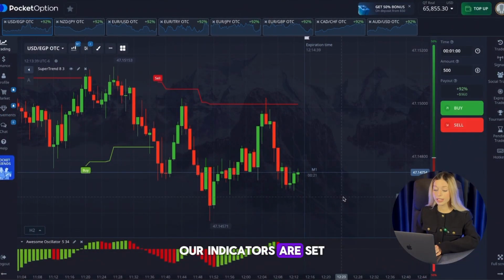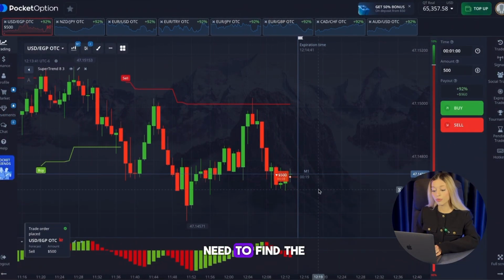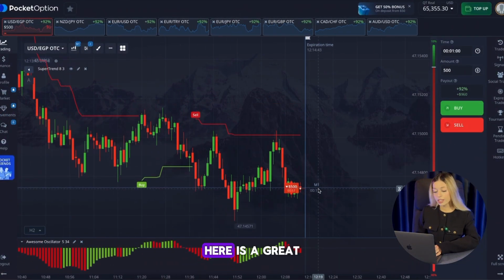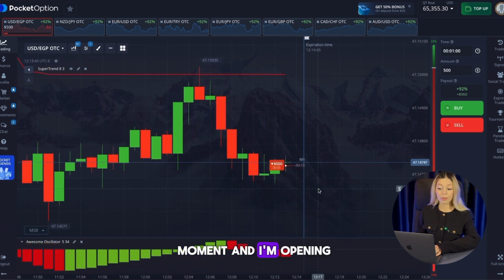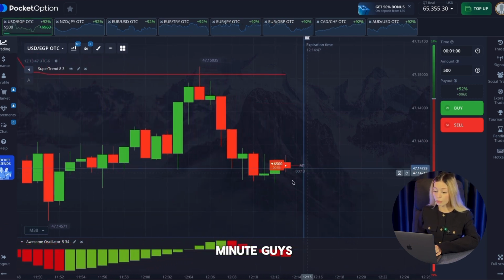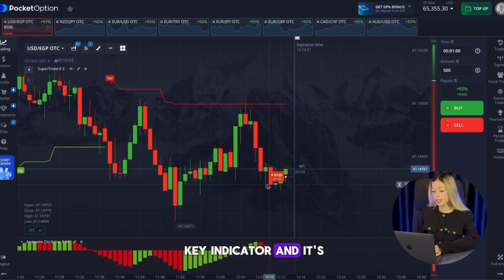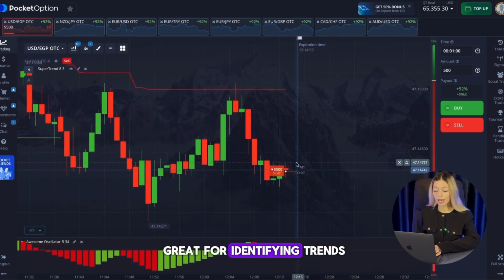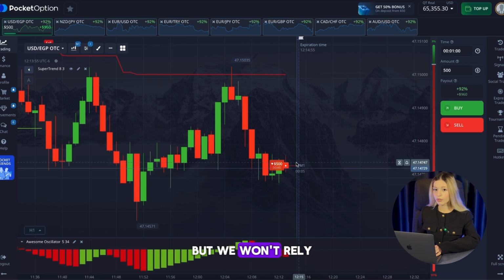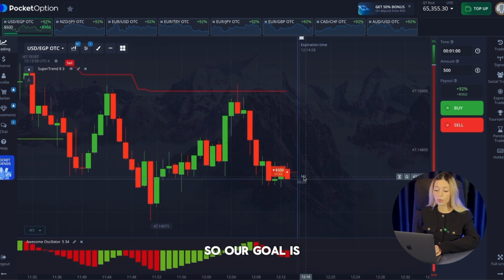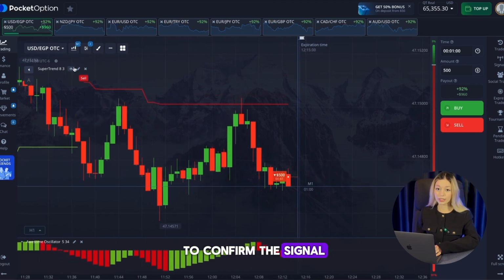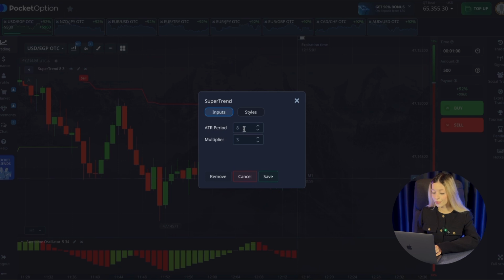Our indicators are set and now we just need to find the right entry point. Here is a great moment and I'm opening a down trade for 1 minute, guys. Super Trend is our key indicator and it's great for identifying trends, but we won't rely on it alone. So our goal is to confirm the signal using the oscillator.